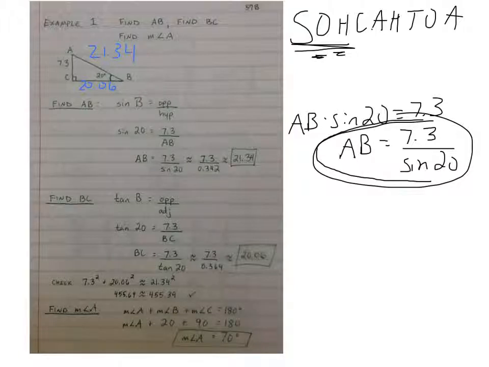If we wanted to, we could check this using the Pythagorean theorem and find that 7.3 squared, so leg squared plus other leg squared, is approximately hypotenuse squared. And that works out. The discrepancy between the actual values is based in our rounding of our answers. Finding the angle is much easier. We know there's 180 degrees in a triangle, so we add the three angles together, our unknown plus 20 plus 90, and we find that our unknown is 70 degrees.